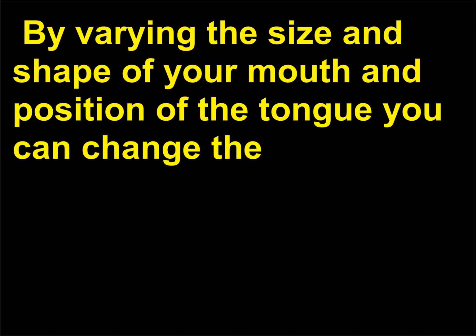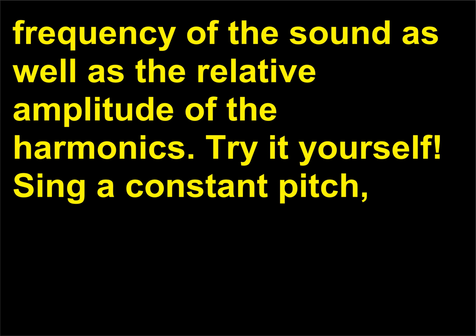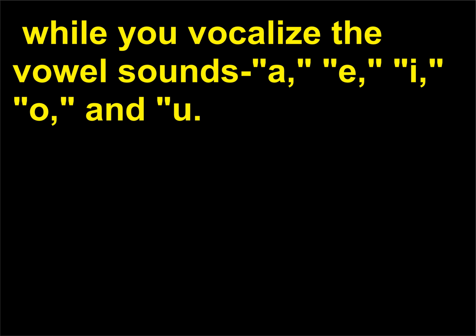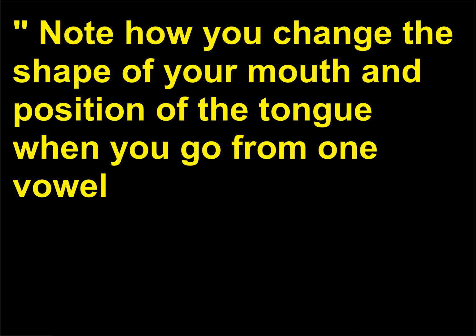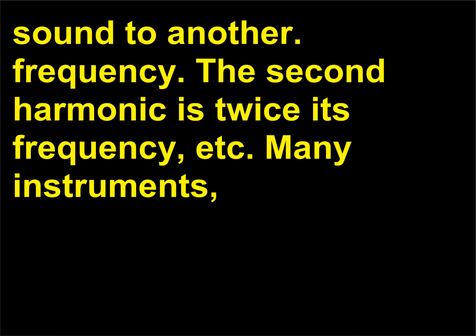By varying the size and shape of your mouth and position of the tongue, you can change the frequency of the sound as well as the relative amplitude of the harmonics. Try it yourself. Sing a constant pitch while you vocalize the vowel sounds a, e, i, o, and u. Note how you change the shape of your mouth and position of the tongue when you go from one vowel sound to another. Frequency. The second harmonic is twice its frequency, etc.